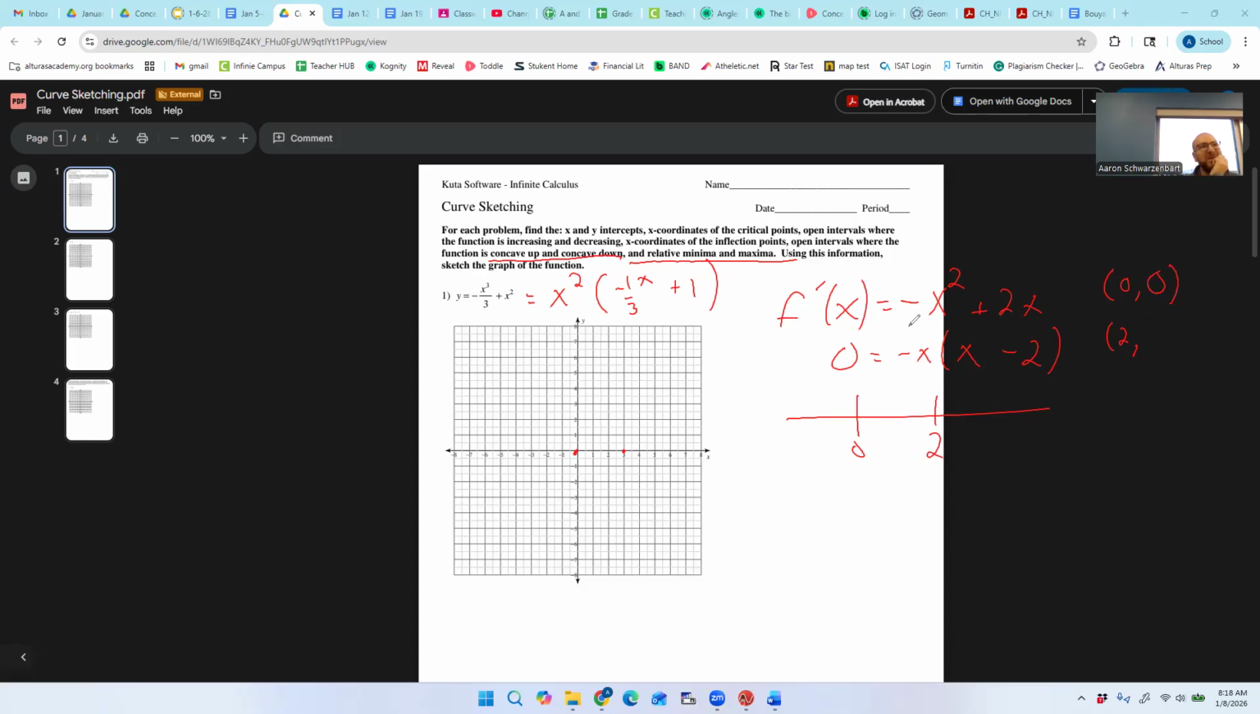Now I will plug them into the original to get the y coordinates. 0 gives 0, 0. 2 plugged in gives negative 8/3 plus 4, and that's 4/3.